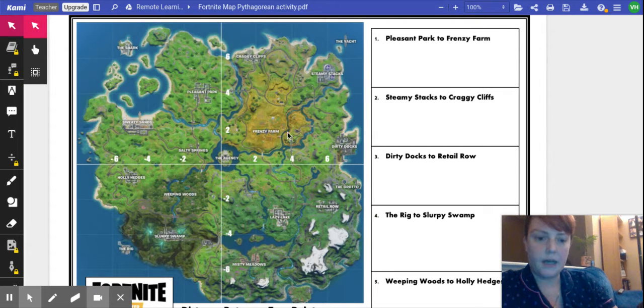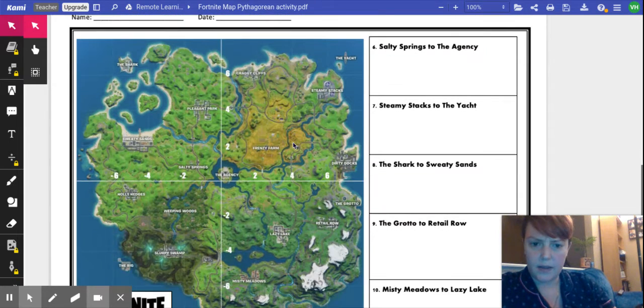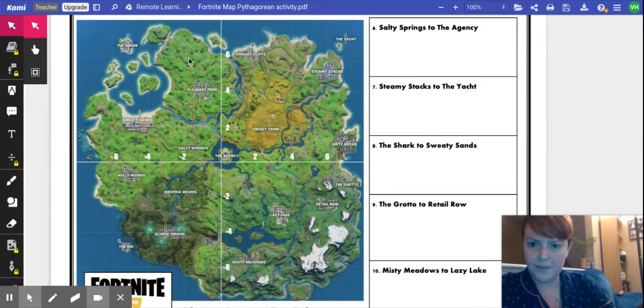And so then I would use those numbers to use the Pythagorean theorem, a squared plus b squared equals c squared, just like we've been doing all week. And so there's that. I think there was another one on the next page here. Let's see. The shark and Sweaty Sands. All right, that was number 8.